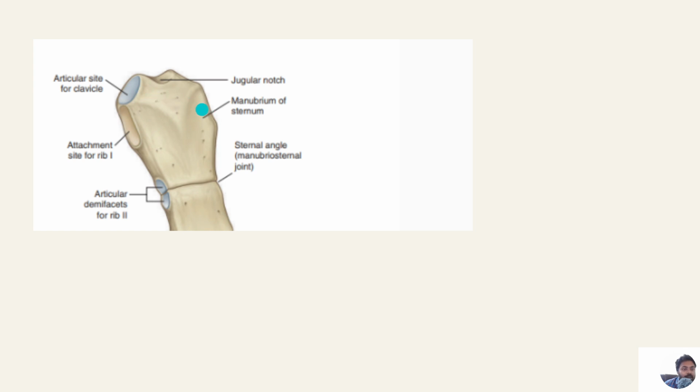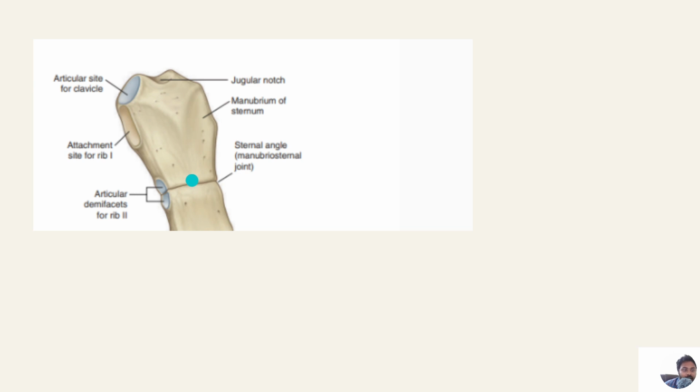On the lateral edges of the manubrium there is a facet for articulation of the costal cartilage of the first rib, and an articulation with part of the costal cartilage of the second rib. So this is where the first rib attaches to the sternum. Inferiorly, the manubrium articulates with the body of the sternum, forming the sternal angle. This is the sternal angle. The joint between the manubrium and the body of the sternum is called the sternal angle.